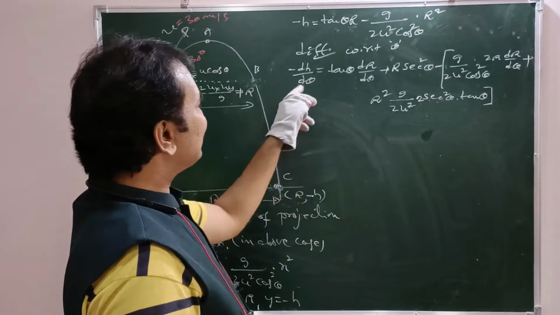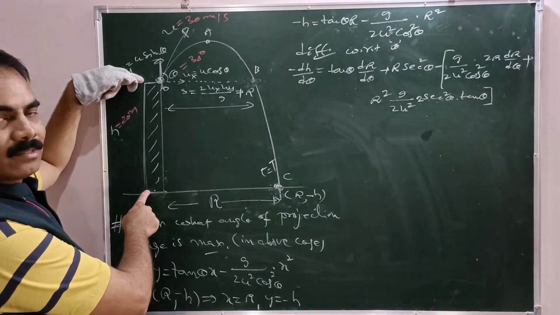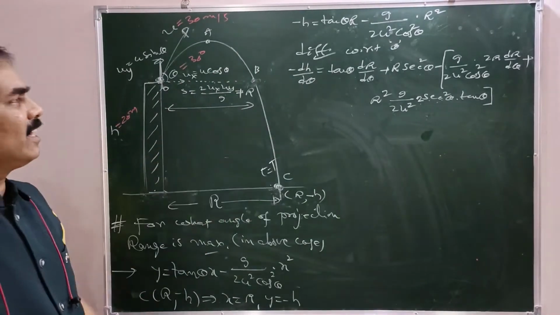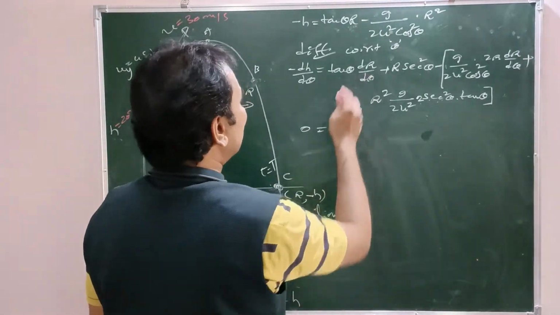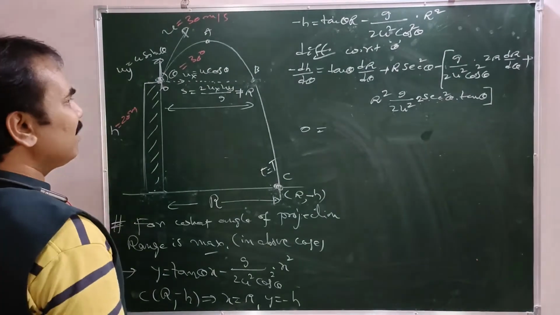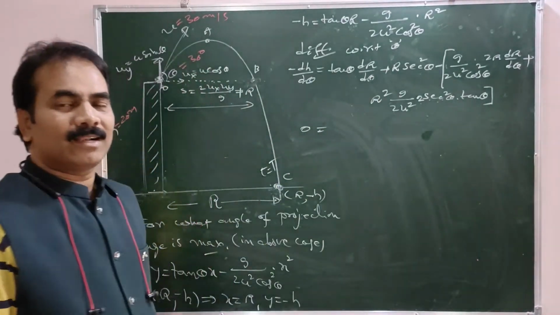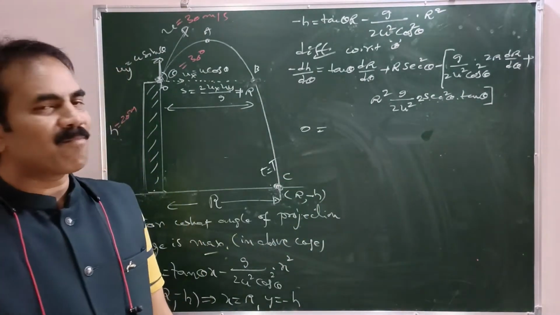Now what is dh by d theta? Height of the tower. Will it change with angular projection? No. So therefore dh by d theta is 0. Equal to, what about tan theta? What about tan theta constant? Dr by d theta, differentiation of range with respect to theta. That is dr by d theta.